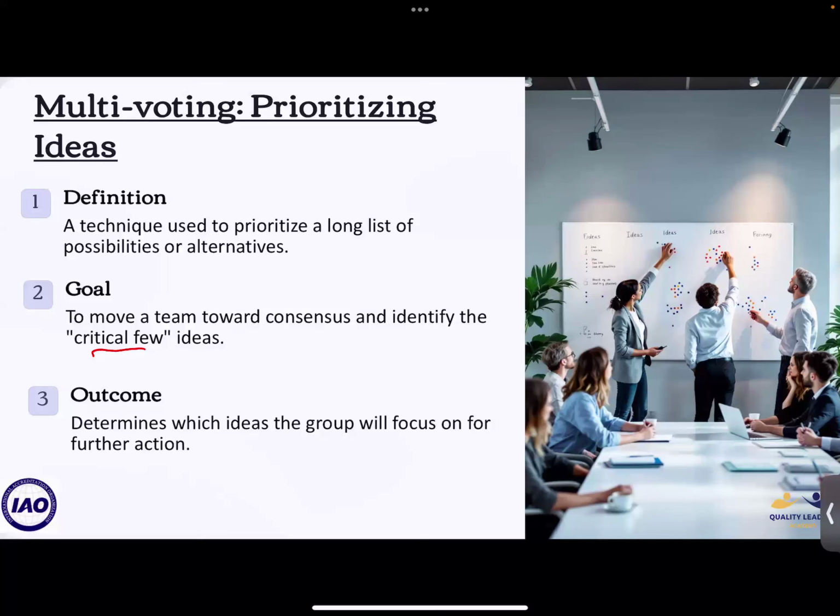For instance, if we have 50 ideas or 50 problems, we reduce them down to a smaller number. Then we vote multiple times until we narrow it down to the smallest number possible to work on. That way, we identify the critical issues. For example, if we reduce 50 problems to 5, we can further narrow them down and focus on only the most critical ones. So this is multi-voting.